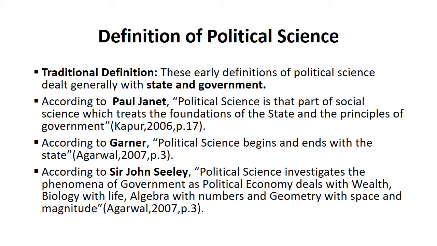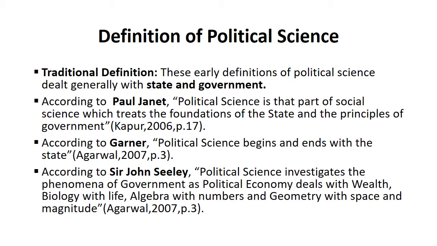Now, if we see what Dr. Garner has to say, according to Garner, political science begins and ends with state. See, this is a very big thing to remember here. So Garner can be considered as a person who has given the traditional definition of political science. According to Dr. Garner, political science begins with state and ends with state. That means that state is the main component of political science. In other words, without state, political science is nothing according to traditional definitions of political science.